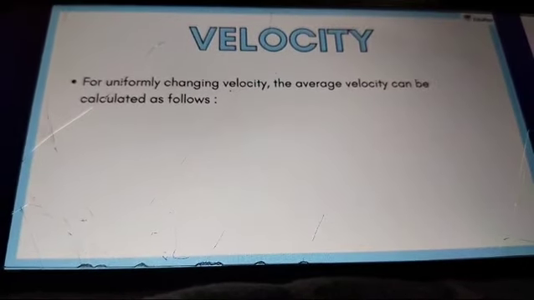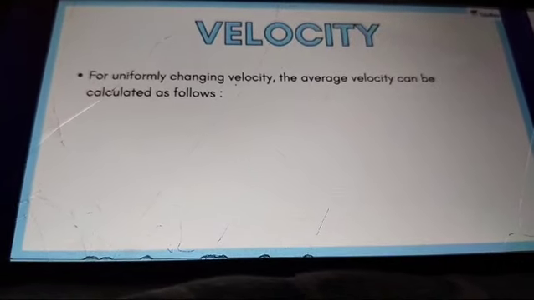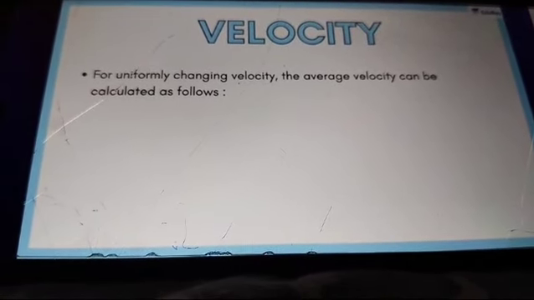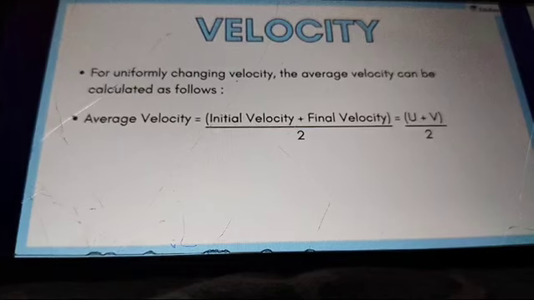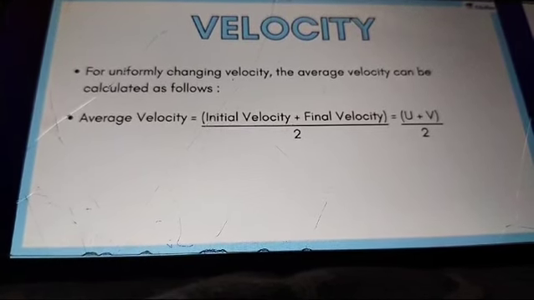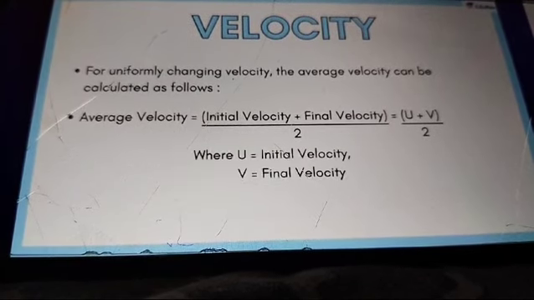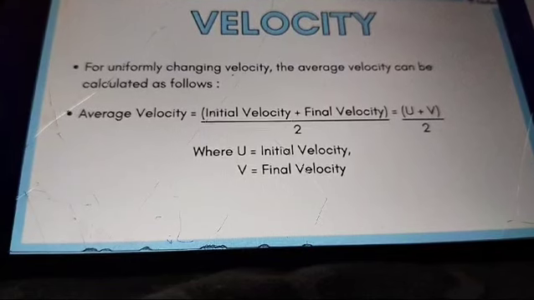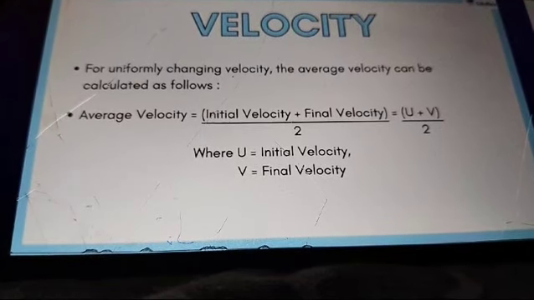For uniformly changing velocity, the average velocity can be calculated as the sum of the initial velocity and final velocity divided by 2. That is, average velocity is equal to (u + v) upon 2. Here u is the initial velocity and v is the final velocity.